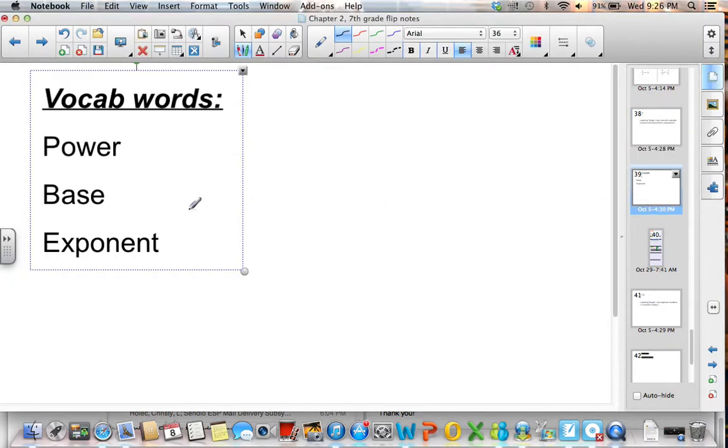You should have your vocabulary sheet out and you should be getting down to just a few vocab words left. Tonight on this video we'll talk about power, base, and exponent, which I'm going to talk about in the next slide. But you can also have your book open to page 126 and 127, and they are talked about on there as well.